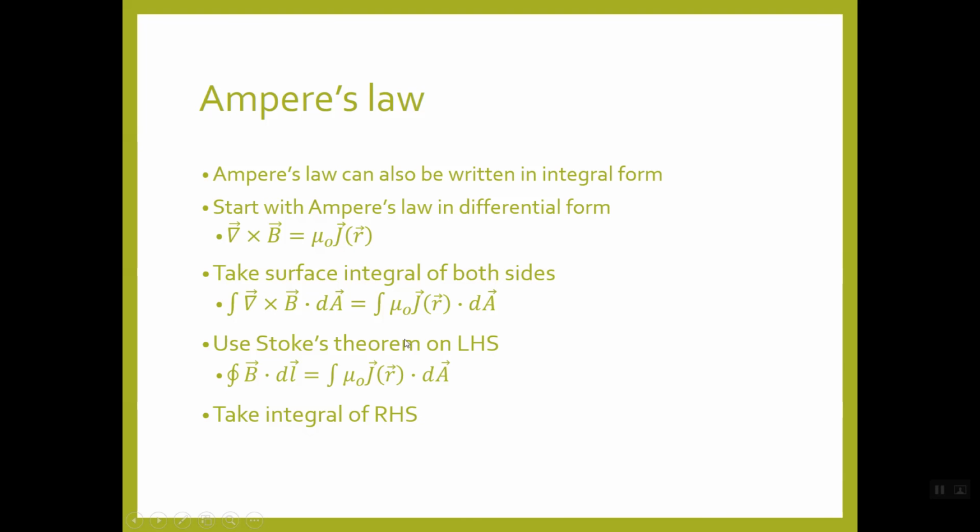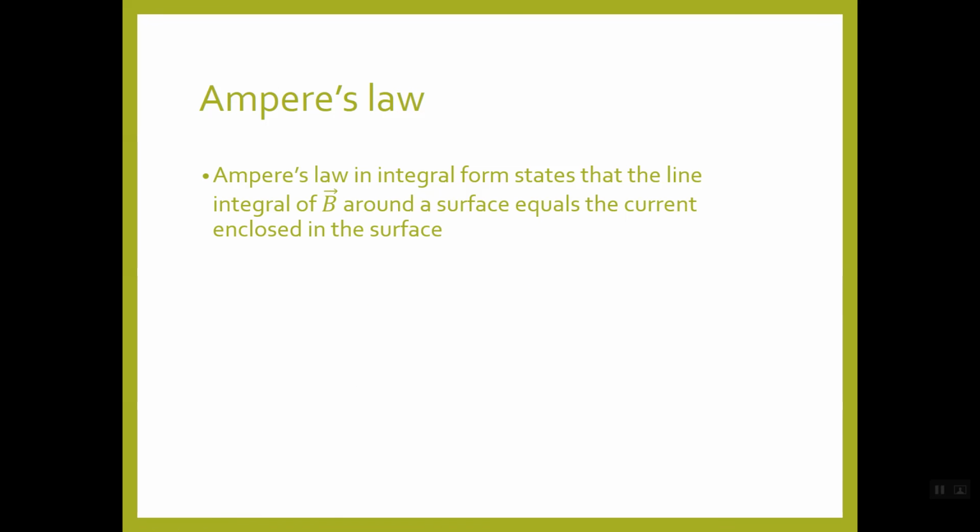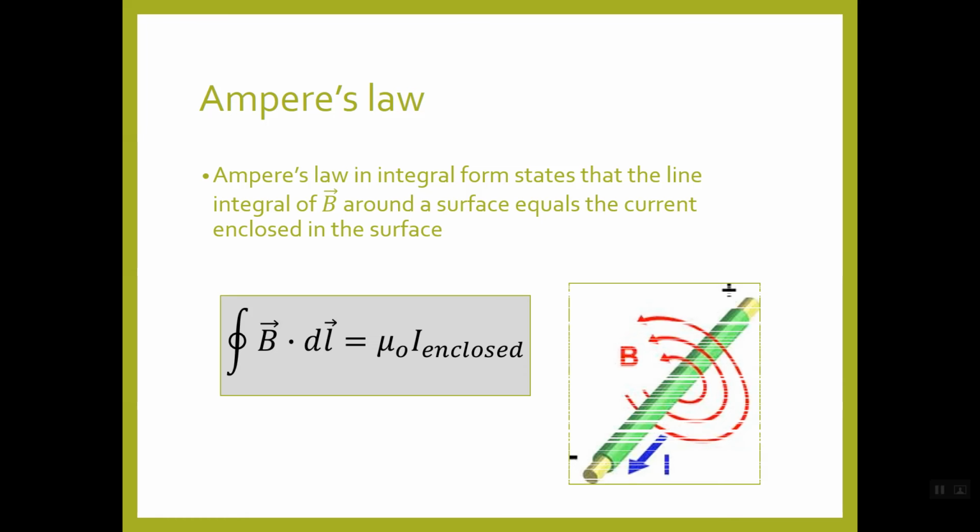And if we take the integral of the right-hand side, we have a current density times dA. That just gives us the current enclosed in that area dA, in that area A. So we find Ampere's law in integral form that states that the line integral of the B field around a surface equals the current enclosed in that surface.